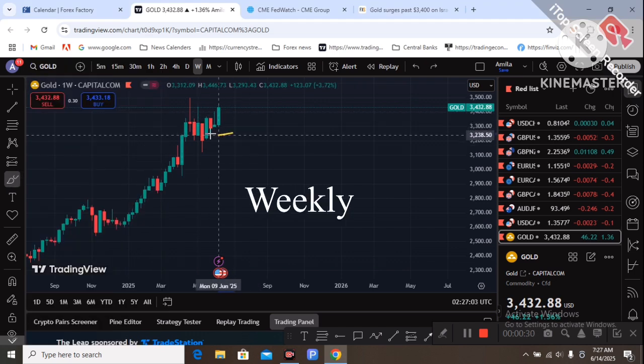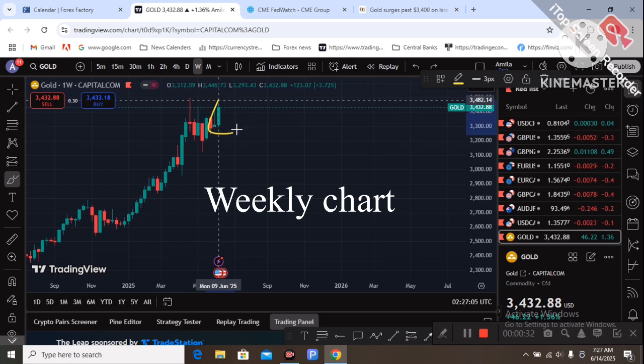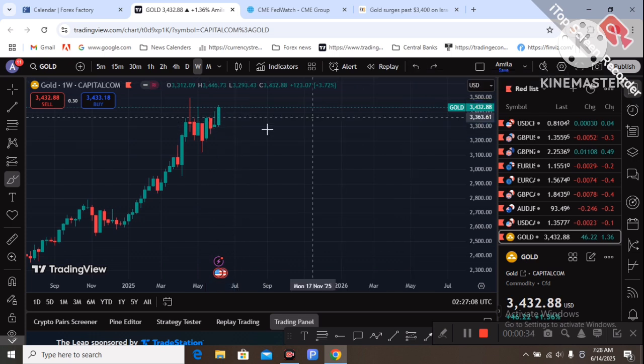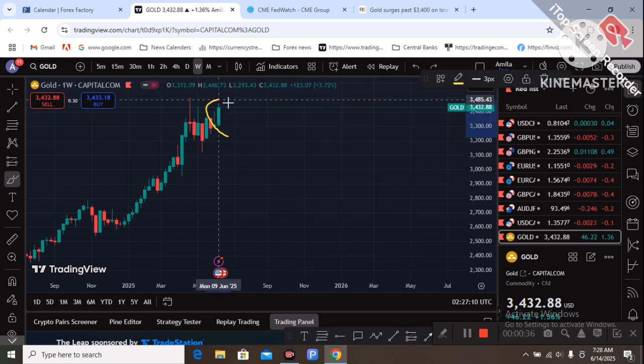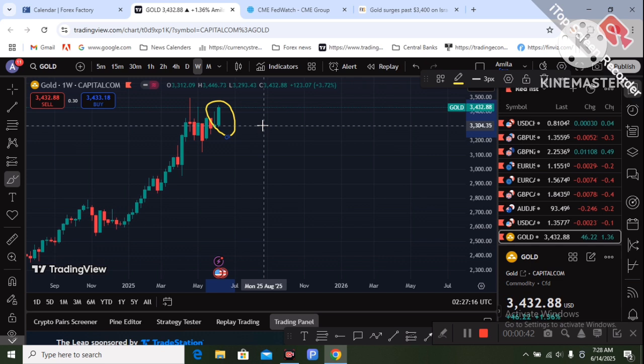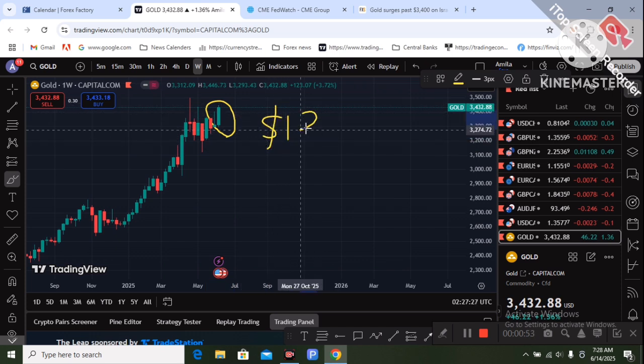So I'm on the weekly chart of gold. This is the last weekly candle. That's the green candle. Buyers are in control of gold. So the gold price pushed to the upside. There's still demand for the safe haven asset. Last week the gold price increased $130 to the upside.